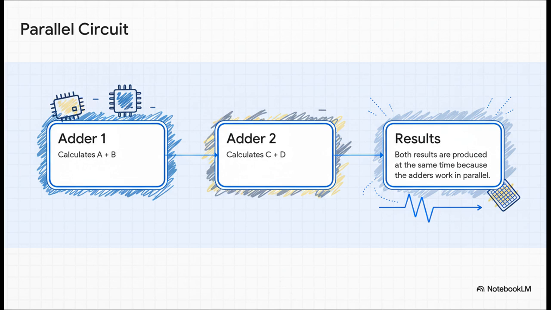Okay, so take a look at this. We've got two separate adder circuits here. One's busy calculating A plus B, while the other is calculating C plus D. And since neither one needs the other's result to do its job, they can both just go for it at the exact same time. The results pop out in parallel.